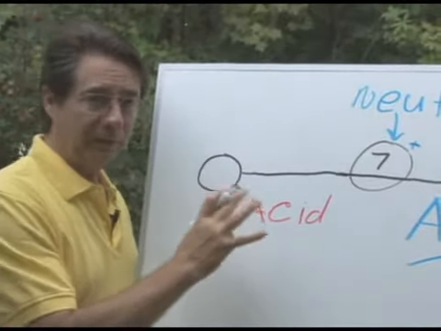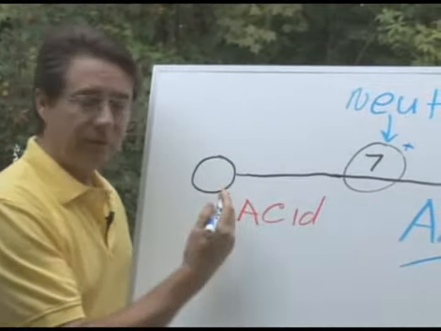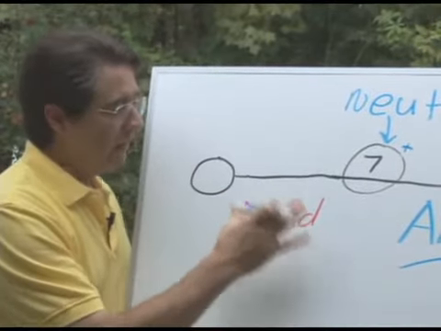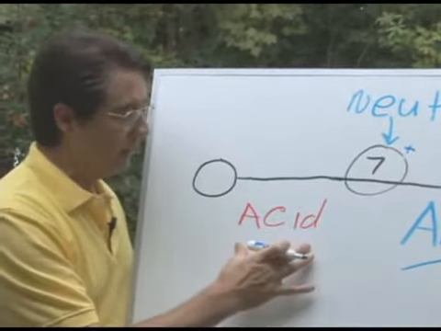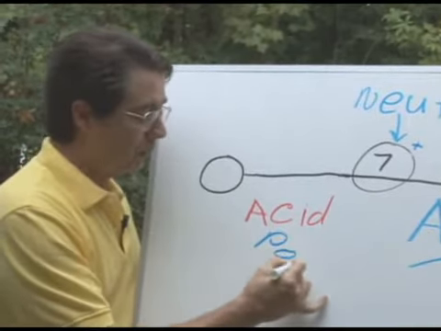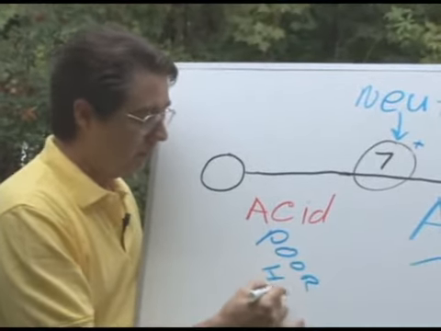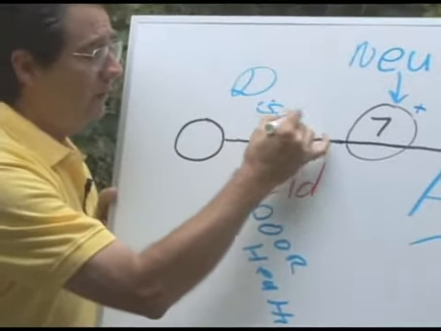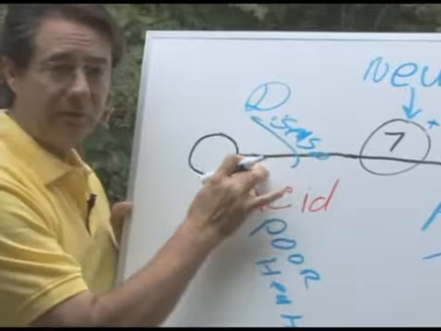Now, let's talk about this for just a second. On this side of the scale, we have the acid side. Understand that everything on the acid side of the scale is poor health. This is where you find poor health. This is also where you find disease. You find all of that on this side of the scale.